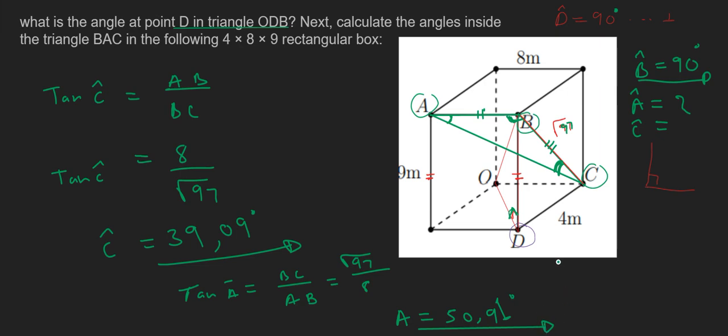You could also do your basic sum of angles in a triangle. Remember, you already have 39 and 90, you subtract from 180 to get this, or the other way around. So yes, we do now have all the angles that were required. We got B from the first place, this was always 90. And we got C here, and we got A here. So the trick here is just understanding that this angle is 90 because it is within the cube, and also understanding this is 90 because it's up. All in all, the question is just simple.